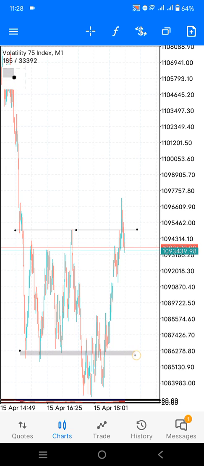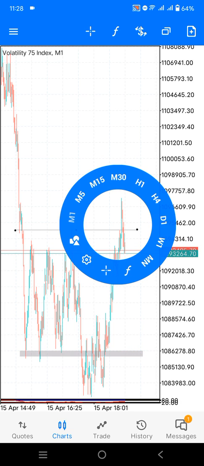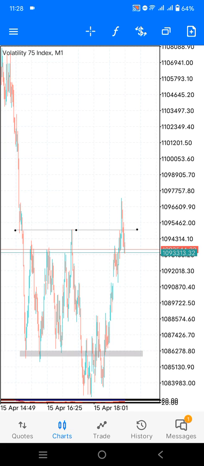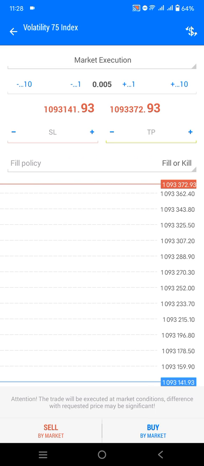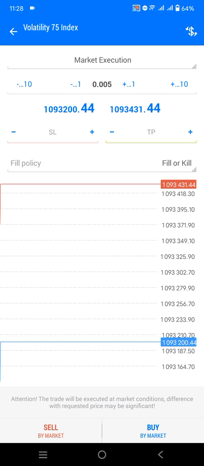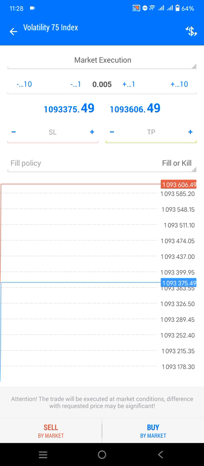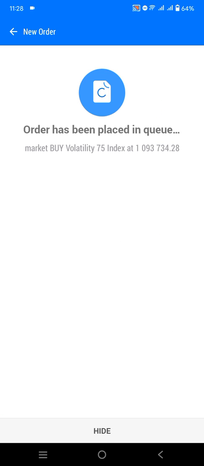In the power low and power high, we'll stay in the market for some points. You can use any lot size. Okay guys, fill and kill formula.